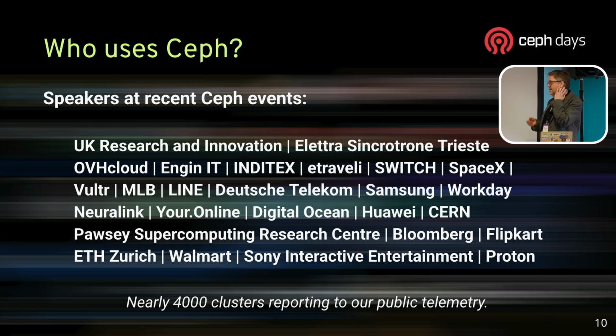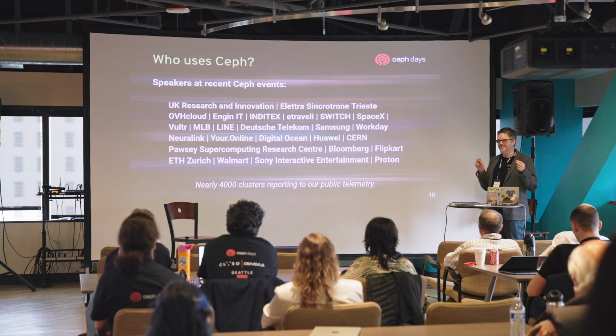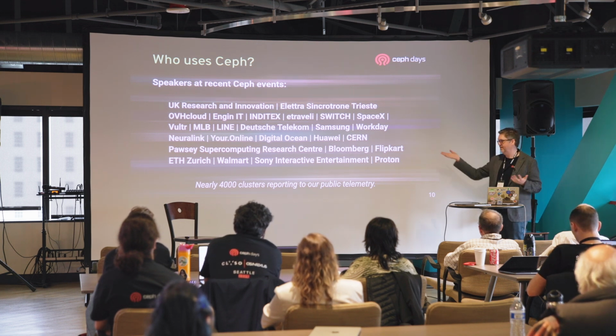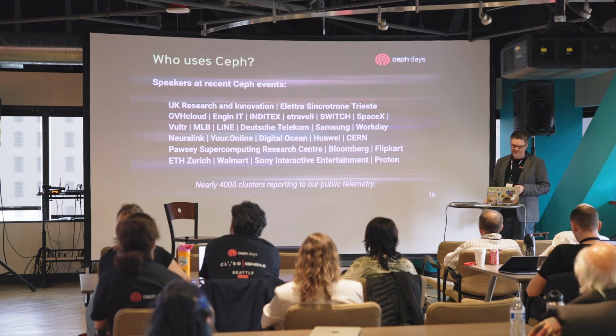Our public telemetry has something like 4,000 clusters reporting to it, and it says something like 2 exabytes. But we know, because we have other connections, that not every cluster can report publicly. The real number is probably at least 10 times that. It's used in very many surprising places, and it's really trusted. You tend to hear about the bad news, like everything else, you only hear, oh, there's a problem here, but it's actually used successfully in all of these organizations and many more.